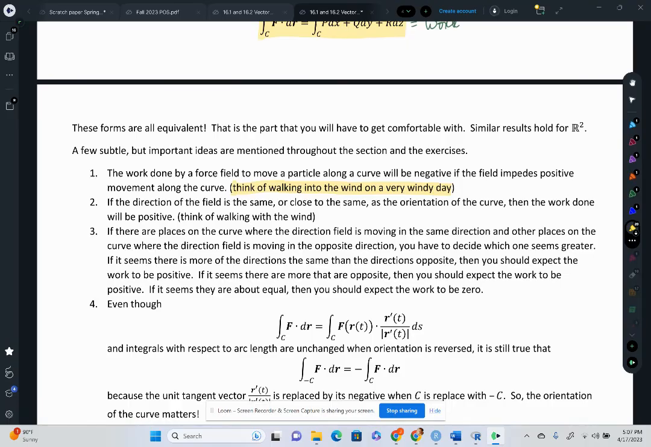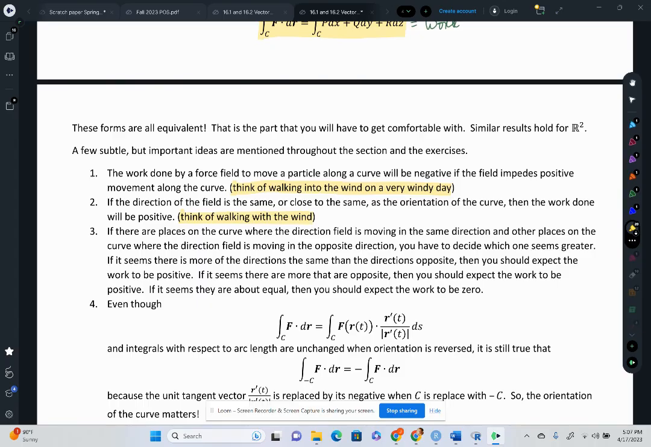Now, if the direction of the field is the same or close to the same as the orientation of the curve, then the work done will be positive. So in that scenario, we have to think of what it's like to walk with the wind. Like the wind's at your back, it's kind of pushing you along. It's helping you. So you're going to get a positive work done.